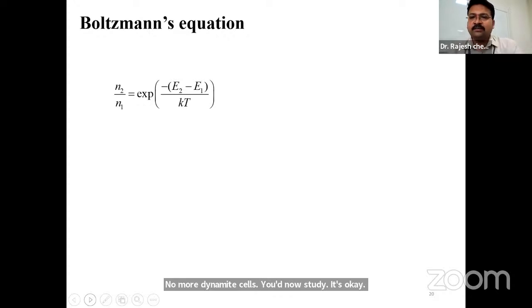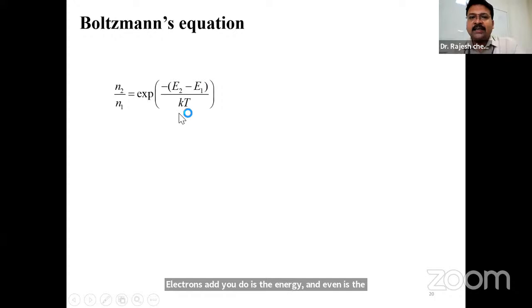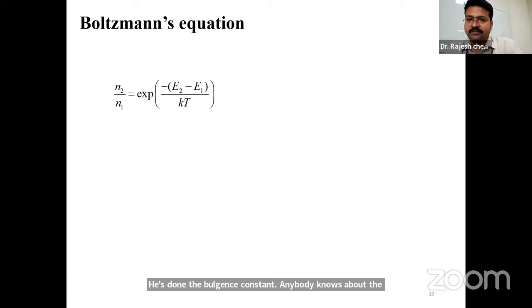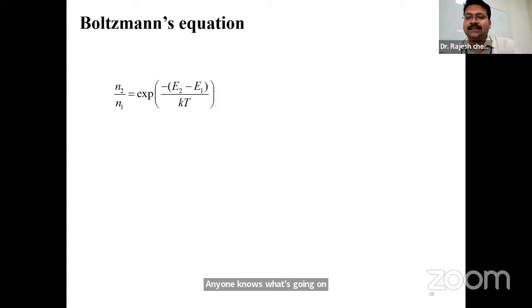Here, what we are seeing: N1 and N2. N2 is the populated electrons, N1 is the ground state electrons, E2 is the excited energy, and E1 is the ground state energy. K is the Boltzmann constant. Does anybody know the Boltzmann constant? It is 1.3 into 10 power minus 23. Yes.